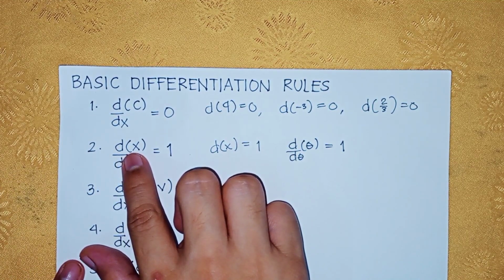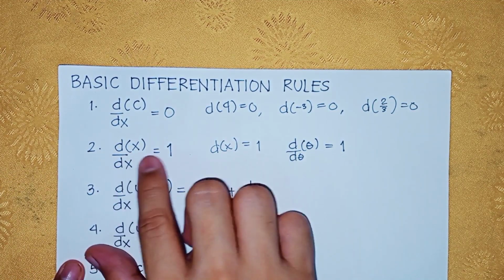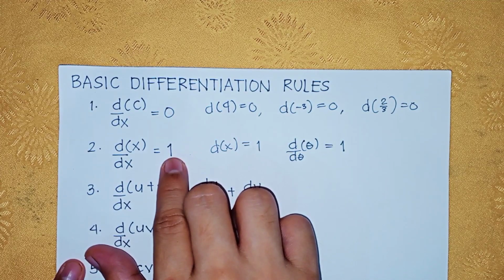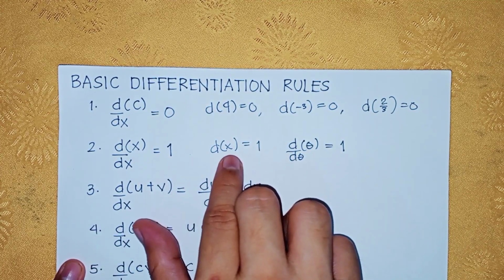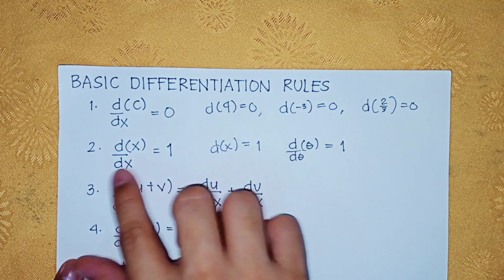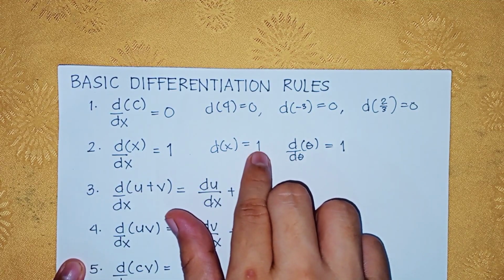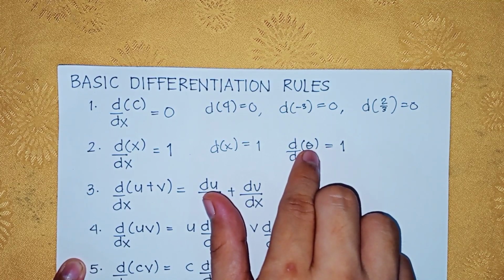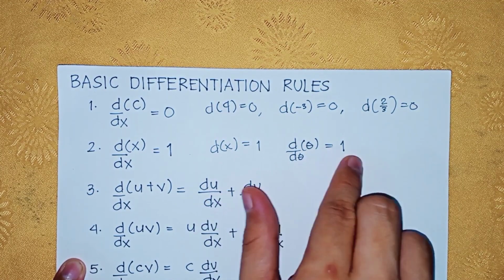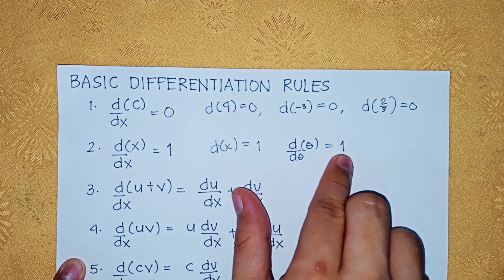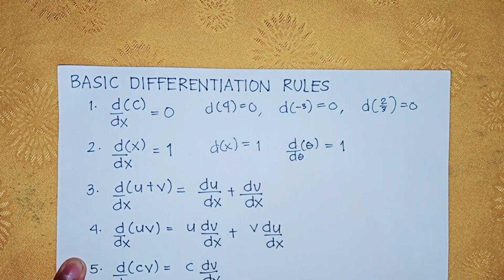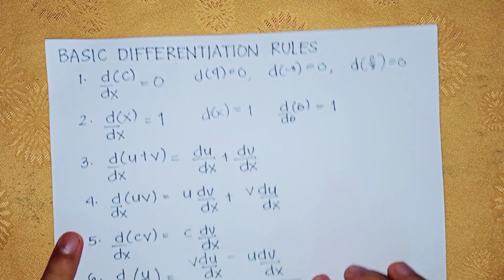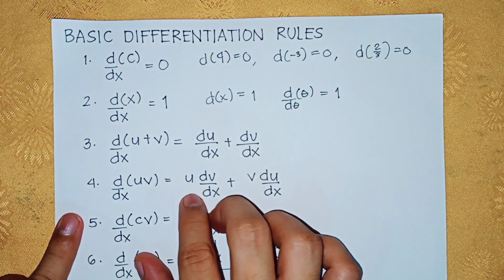The derivative of a function with respect to itself is equal to 1. For example, the derivative of x with respect to x is 1. When you see theta, the derivative of theta with respect to theta is also 1. This is called the identity rule. Okay? So, rule number 3.